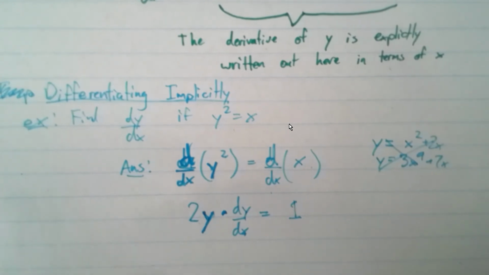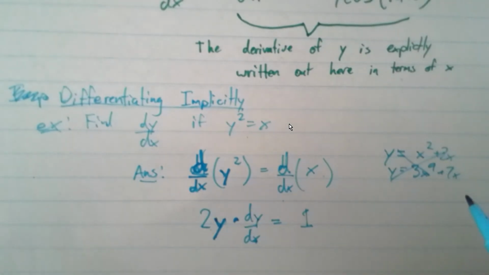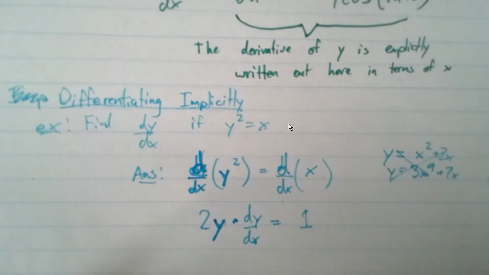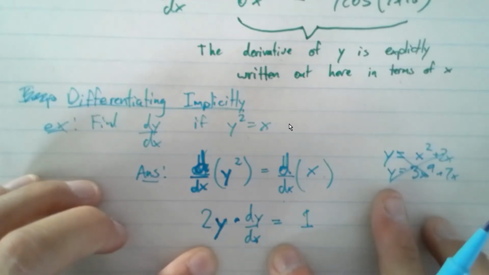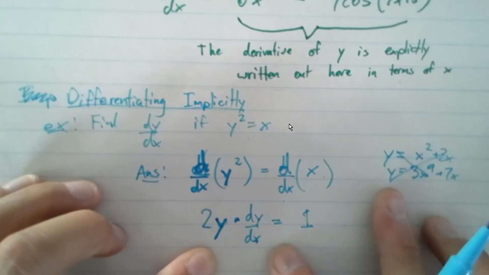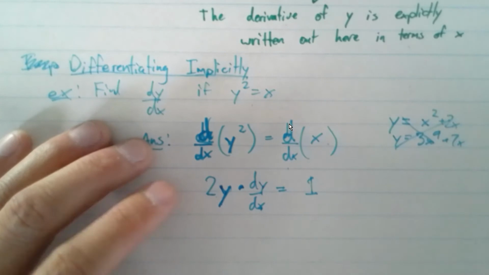The name of the game is just to find dy over dx. Look at it like an algebra problem. I'm finding a lone variable called dy over dx. So what I have here is 2y times dy over dx is equal to 1. How do you isolate this to become just dy over dx is equal to something? How do I solve for dy over dx?